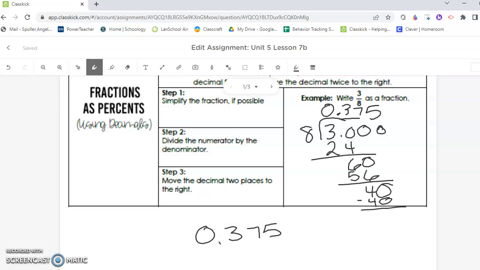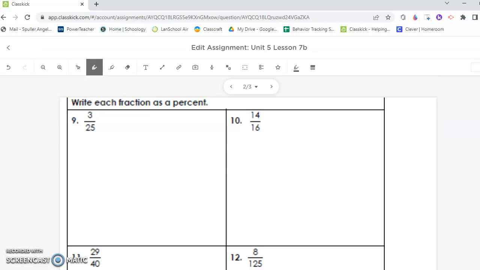0.375. Now we're going to move it two places, because that multiplies it by 100, right? And then we have 37.5. And then all I have to do is put the percent sign. Okay, let's move on. All right, 3 divided by 25.